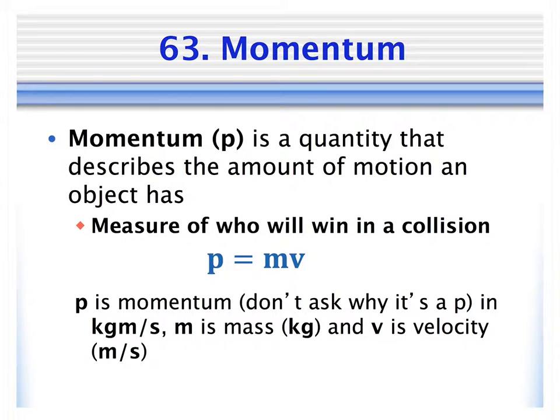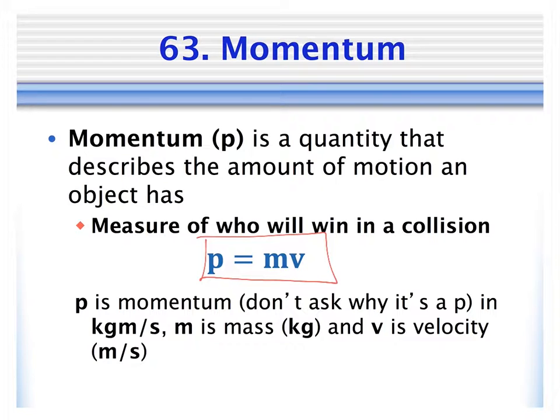So, momentum is a quantity that describes the amount of motion that an object has. I always think about it as who will win in a collision. In order to win in a collision, you want to be bigger or more massive, and you want to be faster. That's the key. And that's exactly what momentum gets at. So momentum is simply mass times velocity. That's how we're going to calculate momentum.